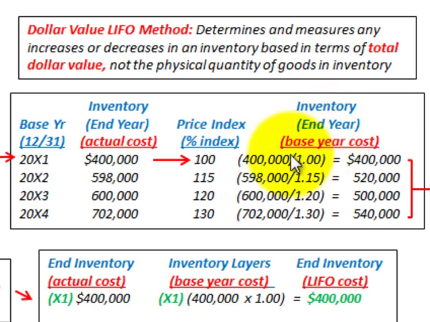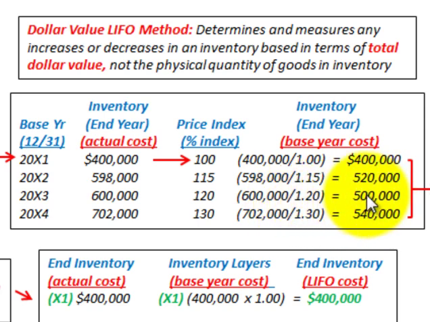So let's look at how we convert to the base year cost for our year-end inventory. We simply take the actual cost and divide it by the price index. Let's take a look at year X1. We had an actual cost of 400,000 and the price index is just plain 1, so you divide that in and the base year cost is 400,000. Now let's look at 20x3. Our actual cost is 600,000 divided by our price index, in that case 1.20, so our base year cost is $500,000.